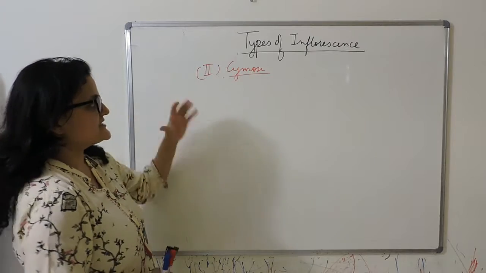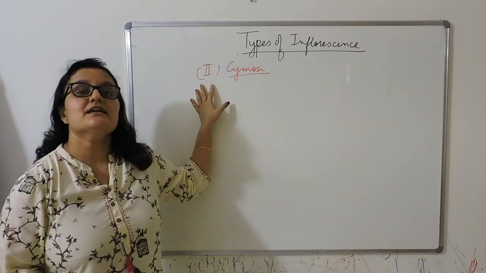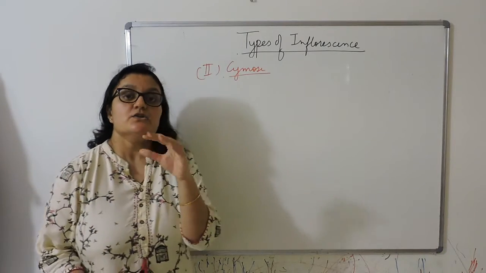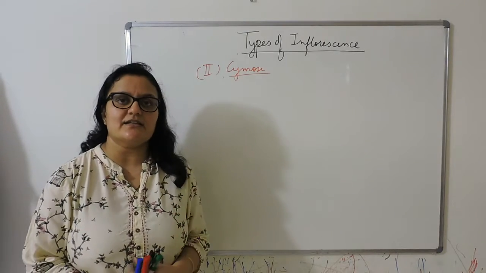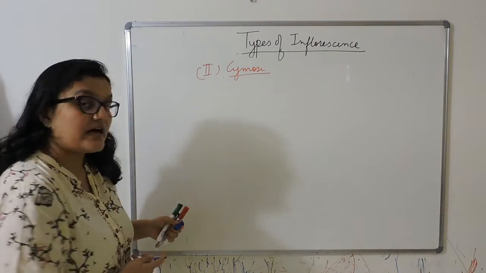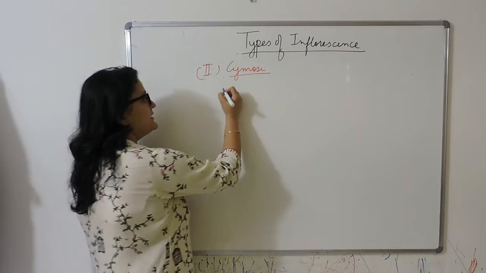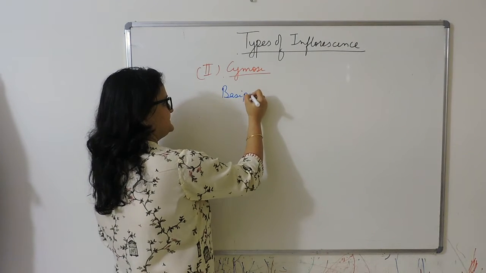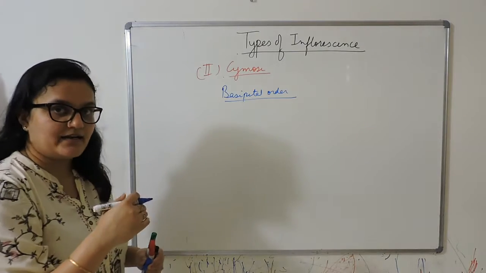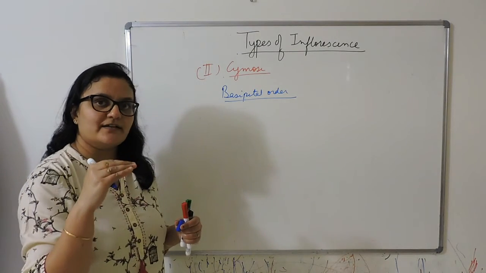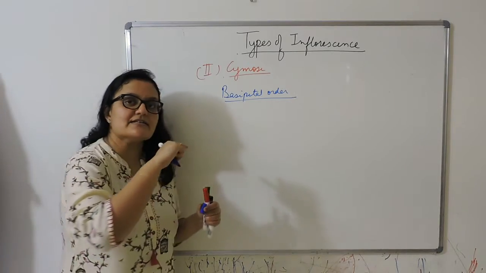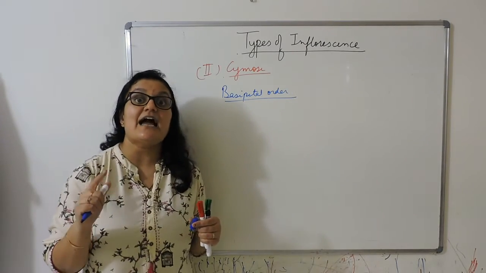Hello everyone, this is the second type of inflorescence, the cymose inflorescence. In this inflorescence, the main axis terminates in a flower, and the flowers are arranged in the basipetal order. In basipetal order, the flower at the apex is the older one and the one at the base is the younger one, because we previously saw acropetal in racemose.